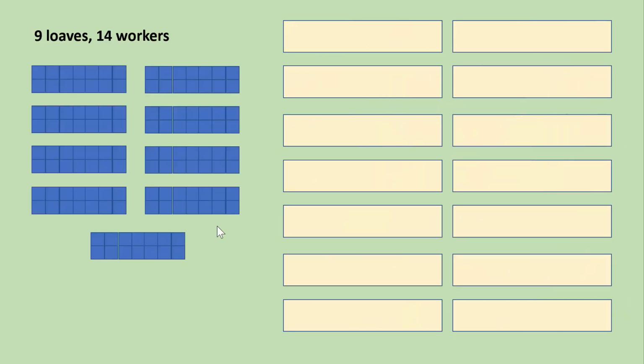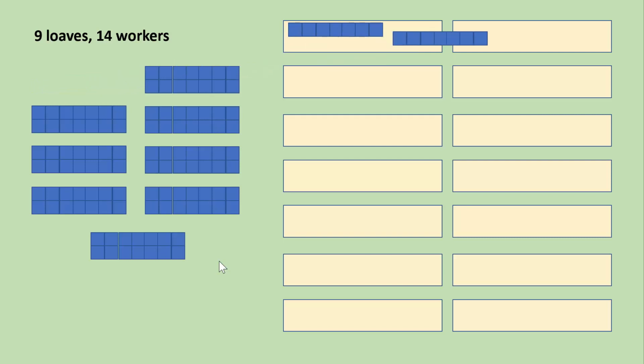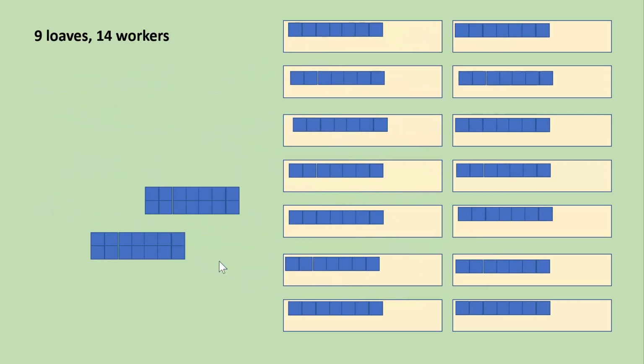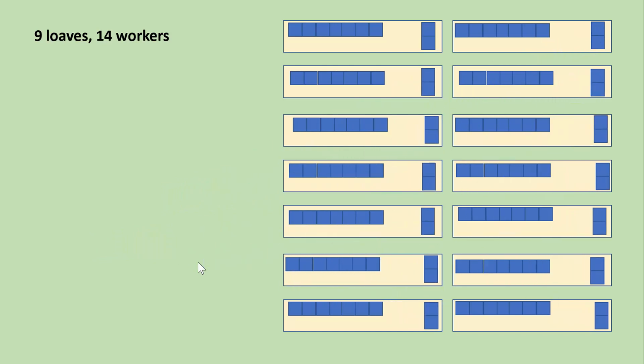Now I've got 9 loaves and 14 workers. Once again, 9 times 2 is 18, so we can give everybody half a loaf to start with. So that's what we're going to do. So we'll start giving some half loaves out, and we can do that until we get to here. So we have 2 loaves left, which need to be split between 14 workers. So each of those loaves can be split in sevenths. So split each of those loaves in 7 parts and distribute them. And so we got a half plus a 7th.